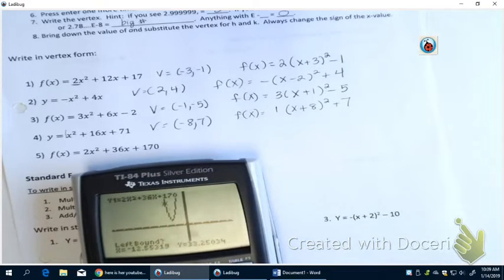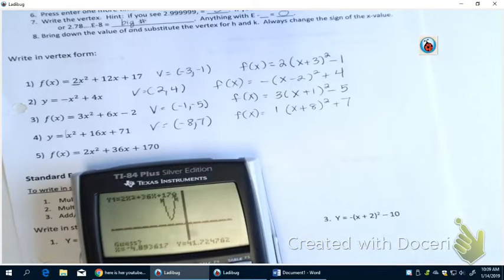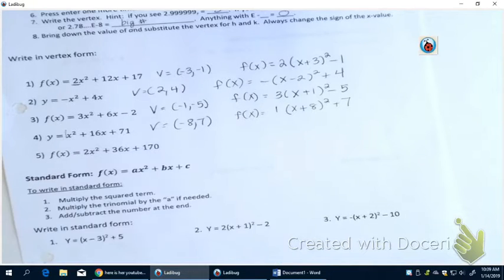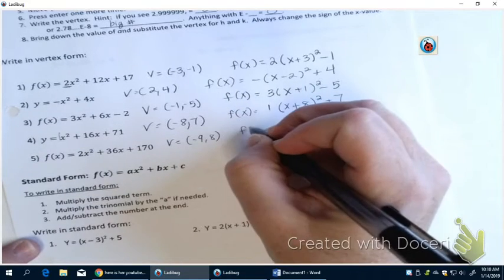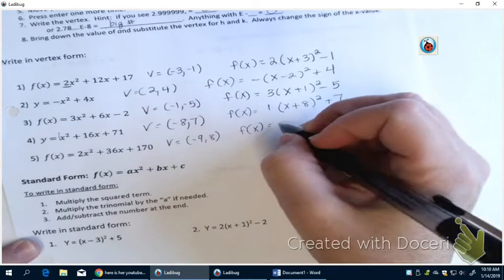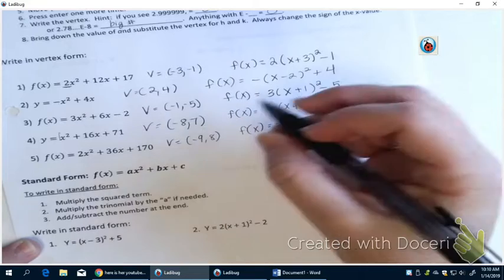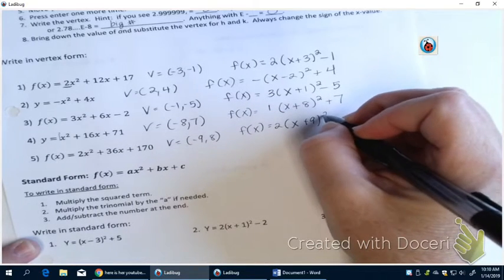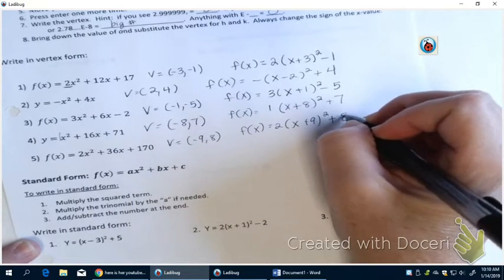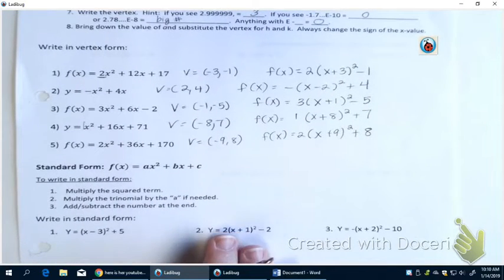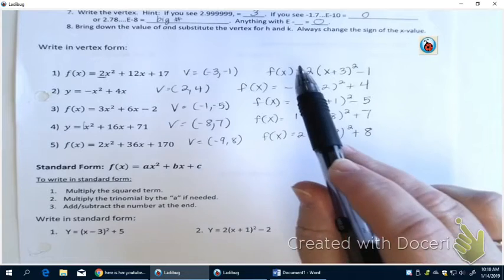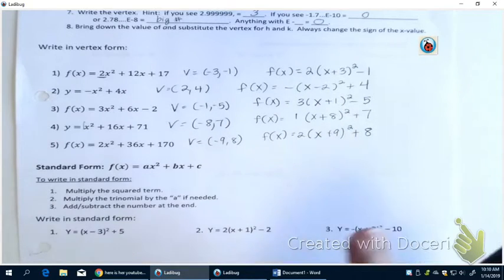Okay, so there's left. There's right. Enter again. -9 and 8. Alright. The number at the beginning is 2. Change your sign. And then the 8 on the end. Alright, so that's what you do when you do vertex form. You find the vertex, you plug it in, and then you put those numbers at the very beginning.